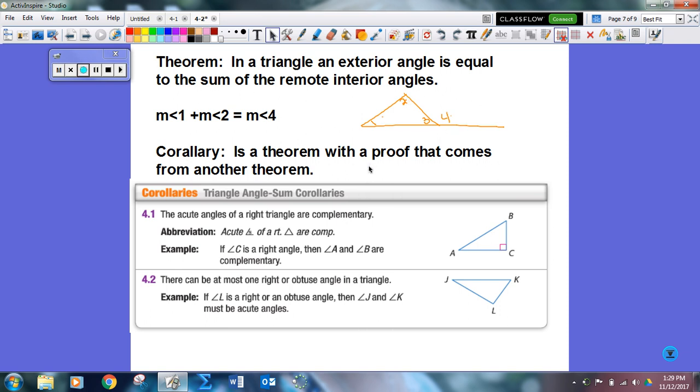Next I have what's called a corollary. A corollary is a theorem with a proof that comes from another theorem. So it pretty much is because of. So this exterior angle theorem provides us with 2 corollaries along with the triangle angle sum theorem, which says the acute angles of a right triangle are complementary, and there can be at most one right or obtuse angle in a triangle.